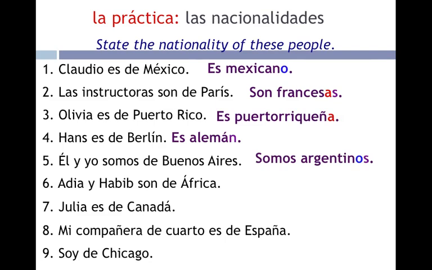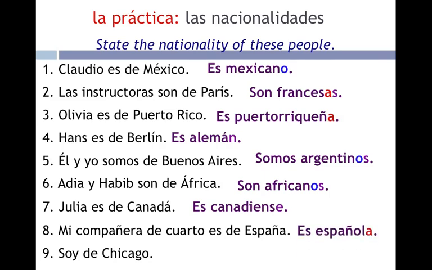Adia y Habib son de África. We have one male, one female. How do you say they are African? Son africanos. Julia es de Canadá. ¿Cómo se dice? He is or she is in this case, Canadian. Es canadiense. Mi compañera de cuarto es de España. ¿Cómo se dice she's Spanish? Es española. Y finalmente, yo soy de Chicago. How do I say I am United Statesian? Soy estadounidense.